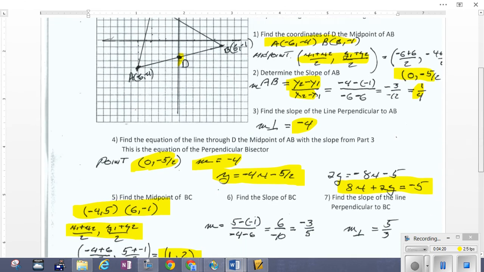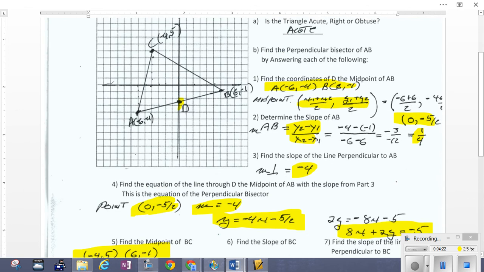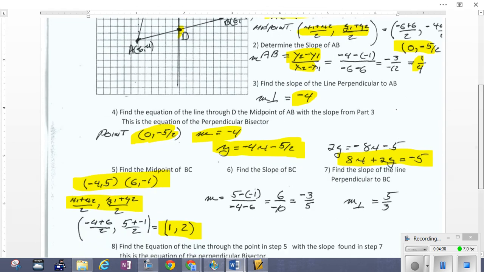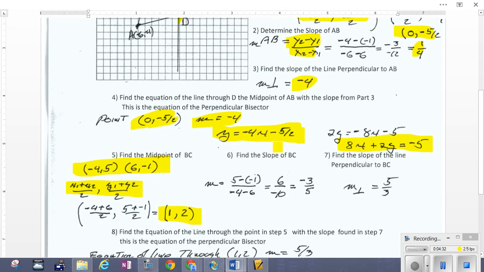My midpoint of AC is at 1, 2. That's over 1, up 2. That looks right about there. That seems to make sense. Okay. All right. Just worth checking. Check your slope. Okay. Remember your slope formula? You did it up here earlier. Don't forget it. Always try to reduce your slope.